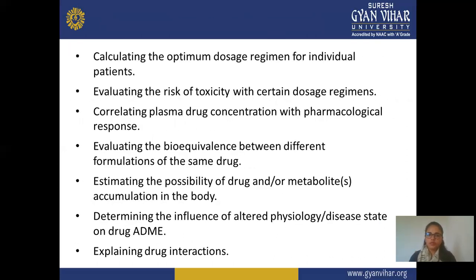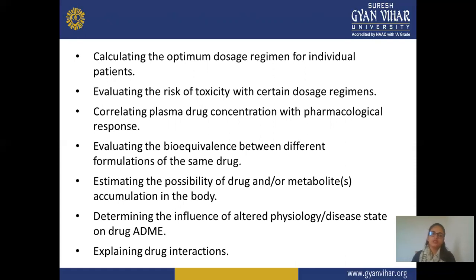Next is calculating the optimum dosage regimen for an individual patient. Means suppose you are giving these drugs to a number of patients, then you check the optimum or desired effect for the individual patient, not in a group. You observe each individual patient, their response and their dosage regimen. Next is evaluating the risk of toxicity for a certain dosage form. You can check whether a toxic or side effect is observed, and evaluate this toxicity against some other similar drug or another dosage regimen available in the market.